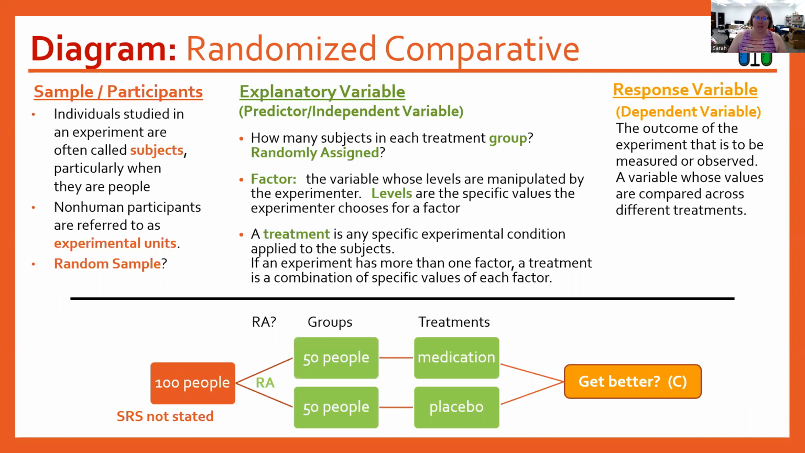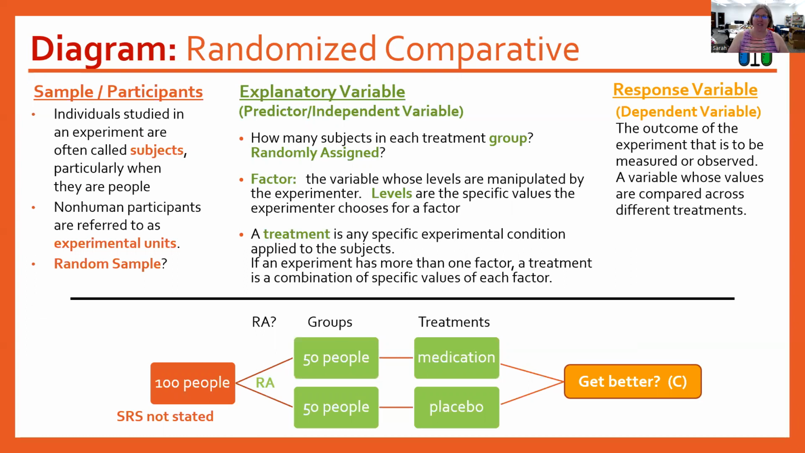Whichever you're using, subjects or experimental units, your diagram is going to start with the sample size and then a description of that sample. So in this case, I'm starting with 100 people. And this is also a really good place to note whether you have a random sample or not. Remember that a random sample is what allows you to generalize your results to your population.